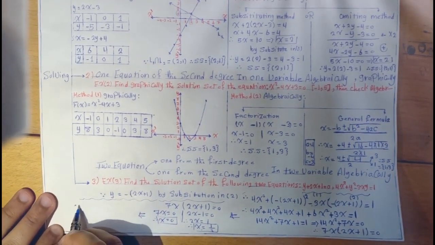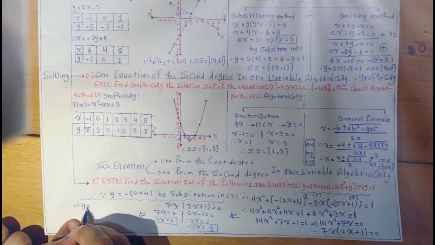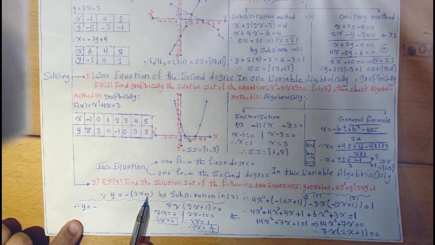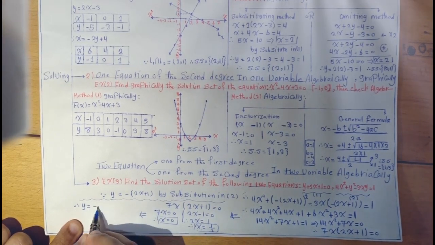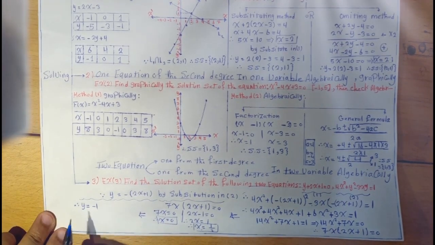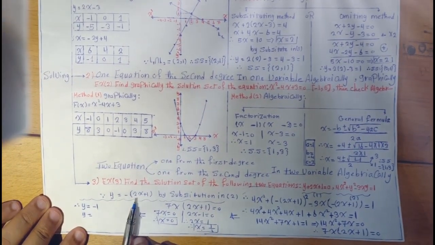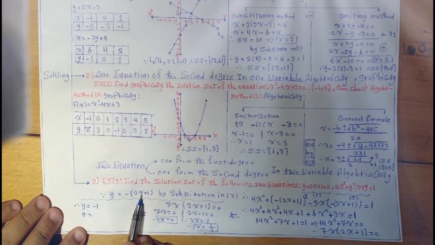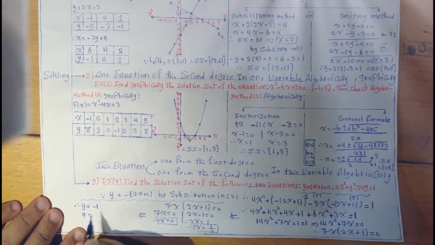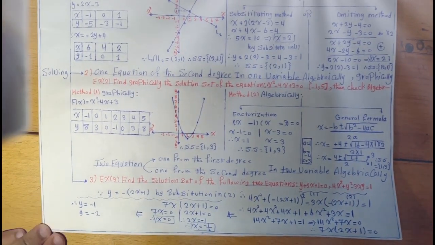Okay, then this is the first equation. y equals negative 2 times 0 equals 0, plus 1 times negative 1 equals negative 1. This is the first value of the variable y. And the second value of the variable y equals negative 2 times half equals 1, 1 plus 1 equals 2, 2 times negative 1 equals negative 2. And this is the second value of the variable y.